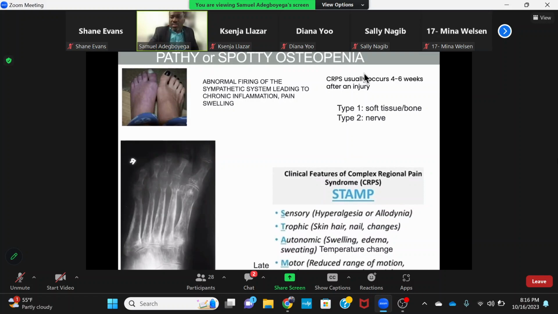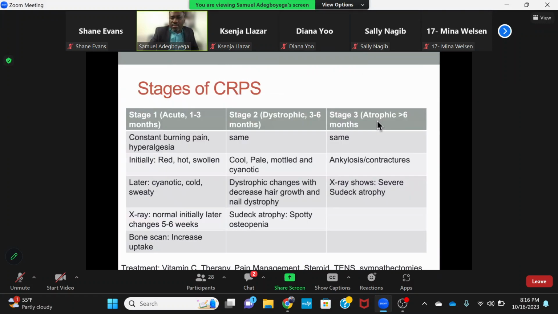Okay, so type 1 CRPS is soft tissue and bone. Type 2 is nerve. Again, this one you have to know. Stage 1, stage 2, stage 3. Stage 1, basically you have the red, hot, swollen foot, and later on it will turn into that cyanotic, sweaty foot. Stage 2 is when the muscle has been affected. Stage 3 is pretty much when you have ankylosis and contracture.